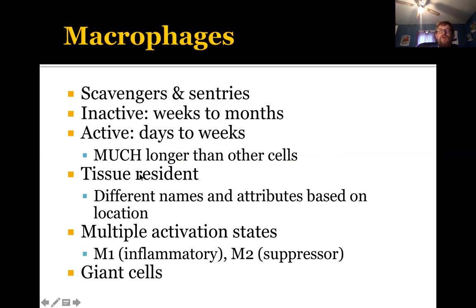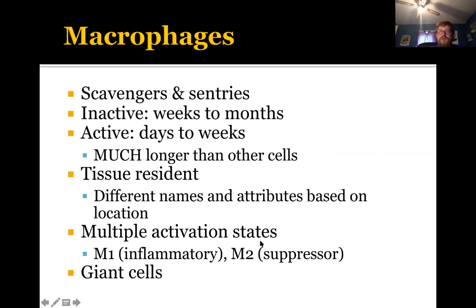As I mentioned before, they can take residence in tissue. And so they can hang out in specific tissue waiting for some type of recognition, right? And this is where we give them some different names, and they even possess slightly different attributes depending on the tissue they're hanging out in. They have multiple activation states, right? So here they have an inflammatory activation state. Here they have a suppressor activation state.